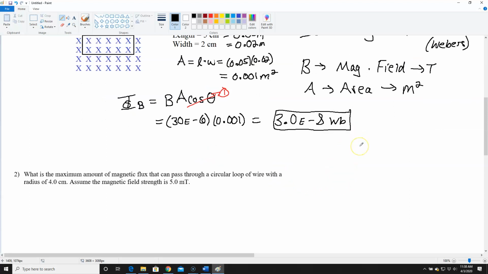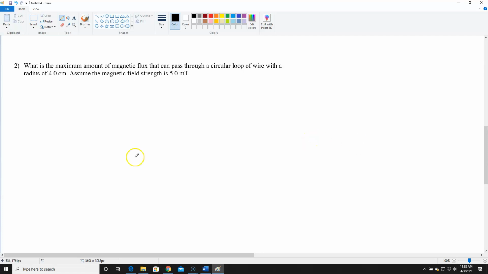Let's move on to the second one. What is the maximum? Again, here we go, maximum. So we're going to set cosine theta equal to 1. The maximal magnetic flux that can pass through a circular loop of wire with a radius of 4 centimeters. So the area of a circle is pi r squared. So this would be pi times, we have to convert the centimeters to meters, so 0.04.